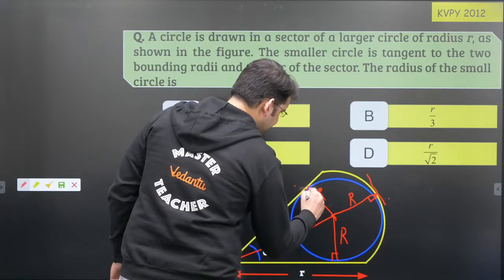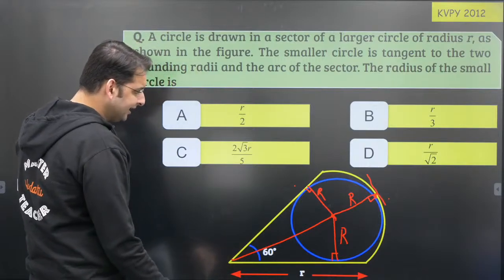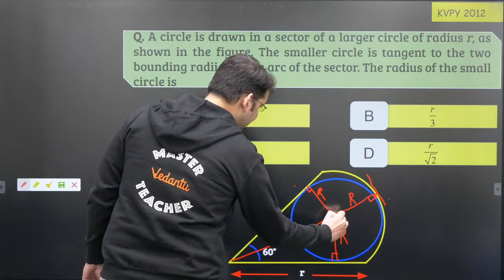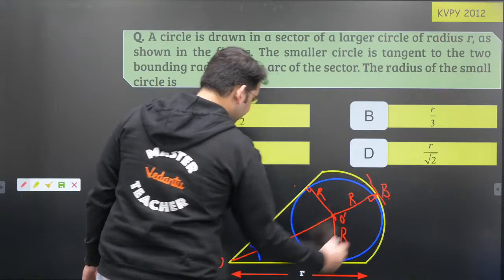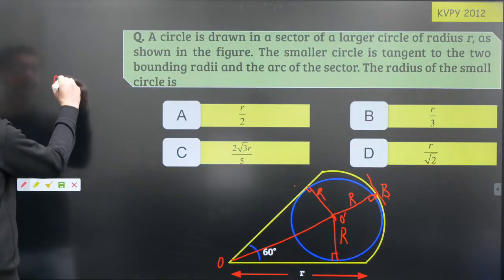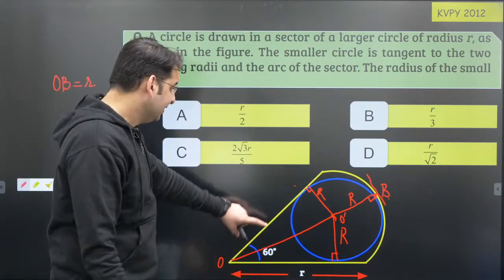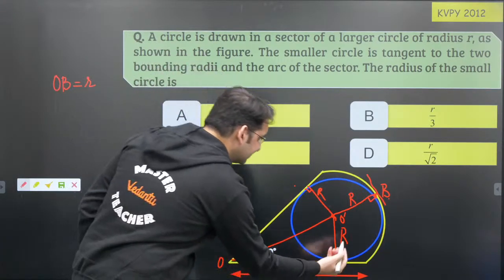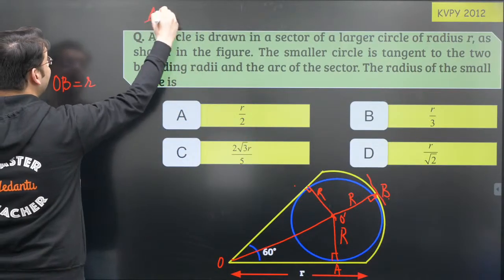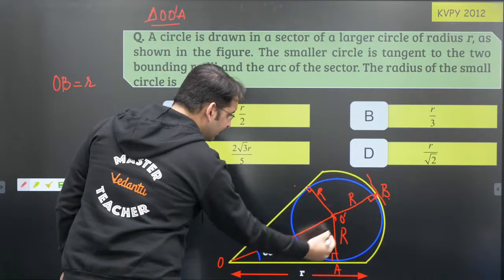Right? Okay. So what else? Can I say O, let's say this is O dash and this is B. OB is r. Can I say OB is small r? And we need to find capital R. From this triangle, let's say I mark A, from triangle O dash A, can I find a relation between small r and capital R?